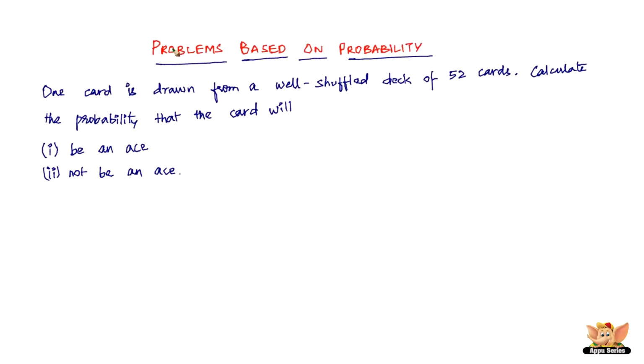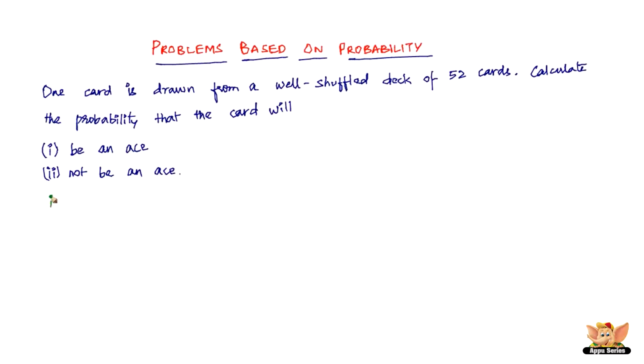In this video, let us continue to solve problems based on probability. And we've got a problem here which reads like this. One card is drawn from a well-shuffled deck of 52 cards. Calculate the probability that the card will be an ace and not be an ace.